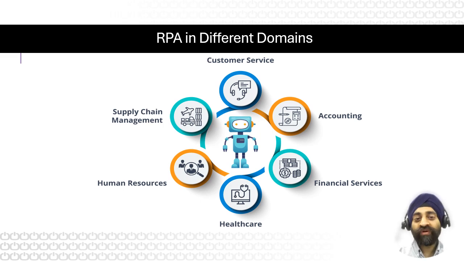If I talk about the manufacturing domain, then RPA is used in manufacturing to automate supply chain management tasks. In supply chain management, tracking shipments, managing inventory, and monitoring production quality will come. Bots can also handle repetitive tasks in quality control, ensuring that products meet required standards.